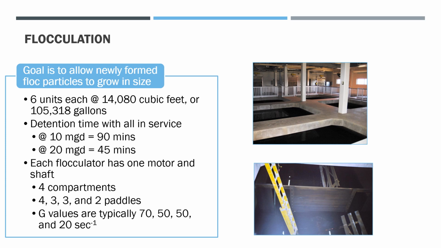Each flocculator has 1 motor and 1 shaft and 4 compartments. In the first compartment you have 4 paddles, 3 in the second, 3 in the third, and then 2 paddles in the last compartment. So the G values are typically about 70, 50, 50, and 20 seconds to the -1, although those can be tapered, of course. Those can be challenged.